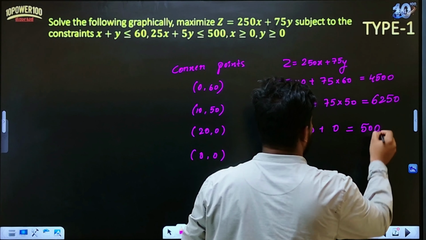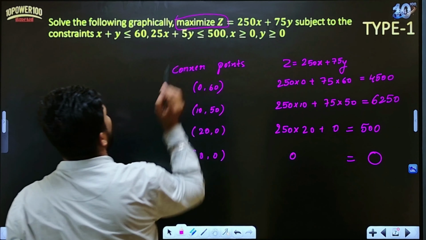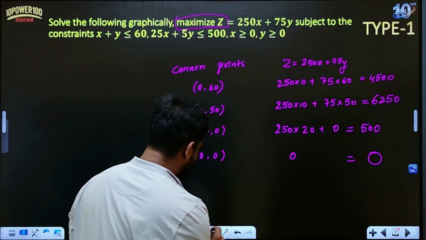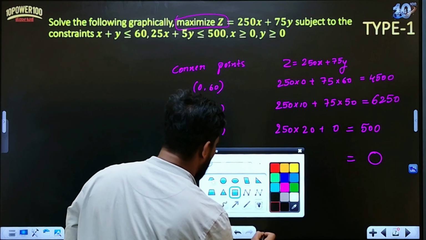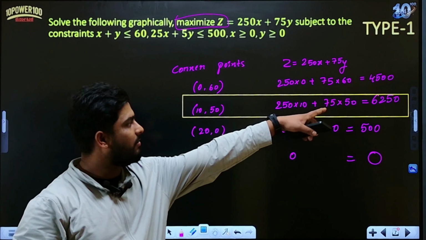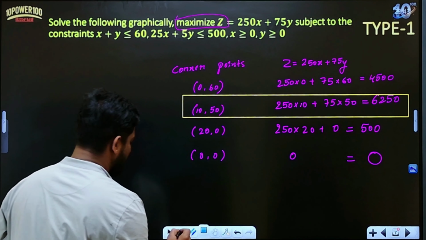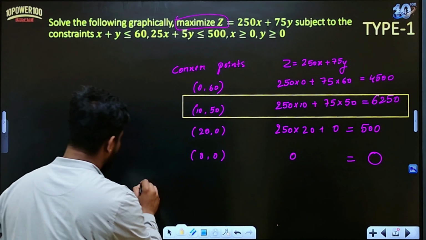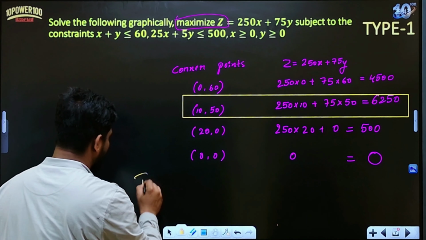Now look at the question. Here they asked us to maximize z, right? So what is the maximum value we have got here? If you observe carefully, this is actually the maximum value. Now you have to write the conclusion. The conclusion is: the maximum value of z is 6,250 at the point 10, 50. If you write this much, you will get full marks.